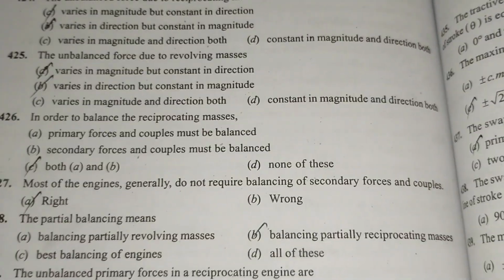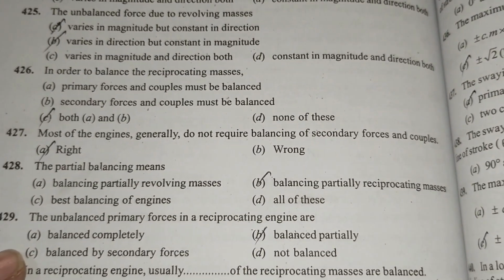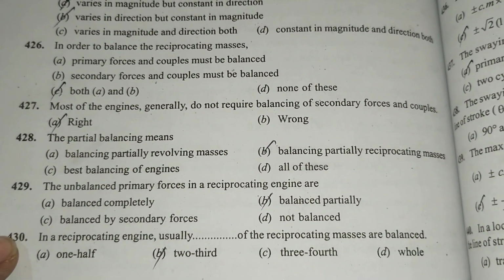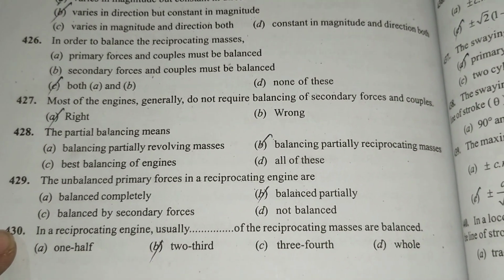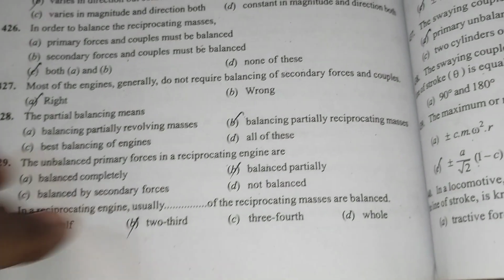Most of the engines generally do not require balancing of secondary forces and couples. This is right. Partial balancing means balancing the reciprocating masses partially. The unbalanced primary forces in a reciprocating engine are balanced partially. In a reciprocating engine, usually two-thirds of the reciprocating mass is balanced.